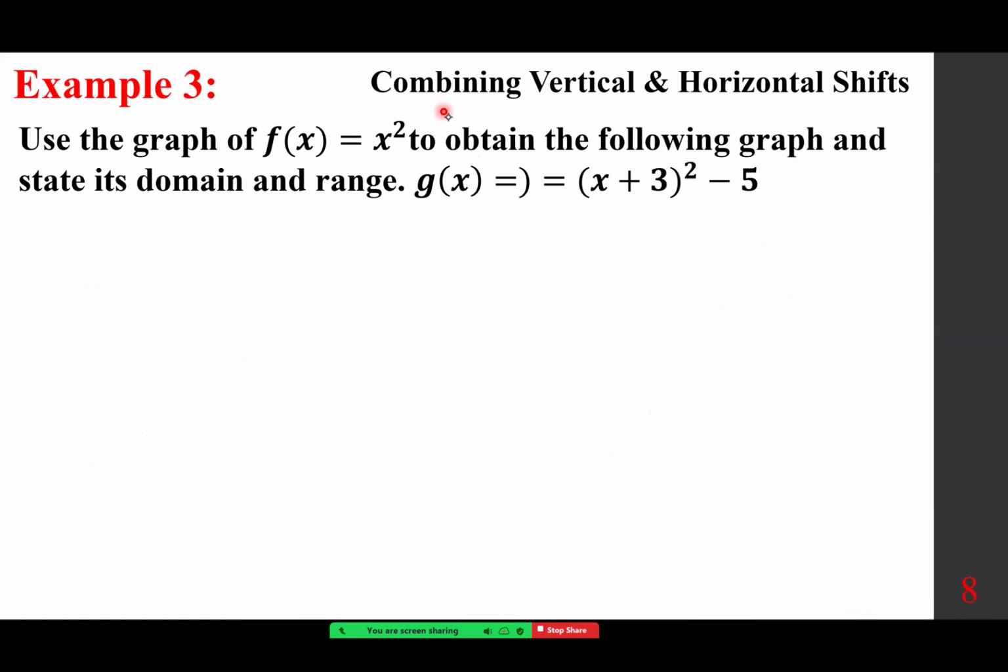Combining vertical and horizontal shifts, use the graph of f of x equals x squared to obtain the following graph and state its domain and range. G of x equals x plus 3 quantity squared.